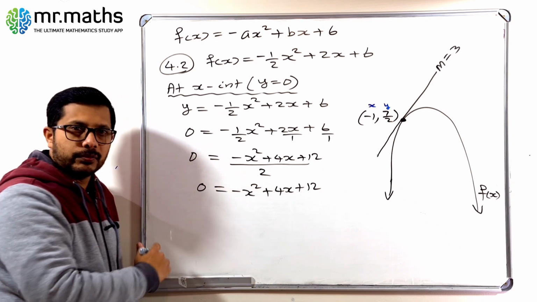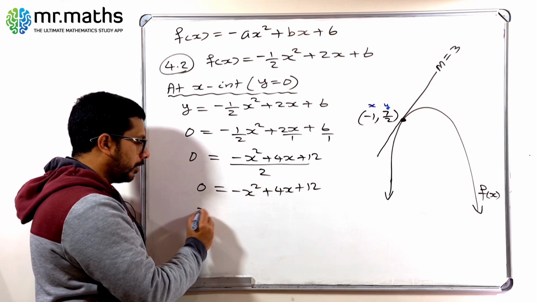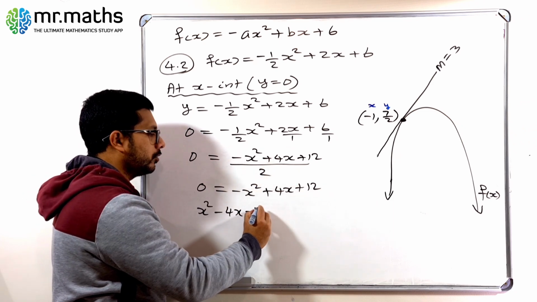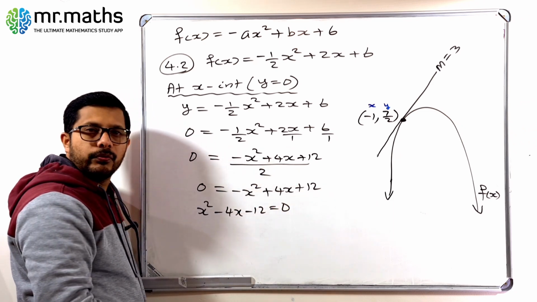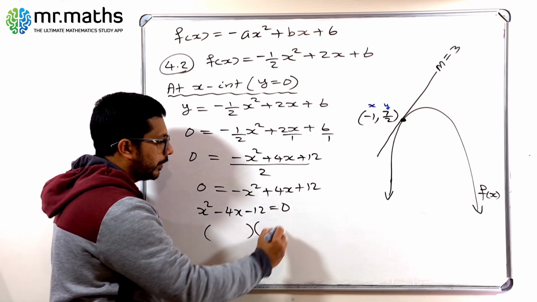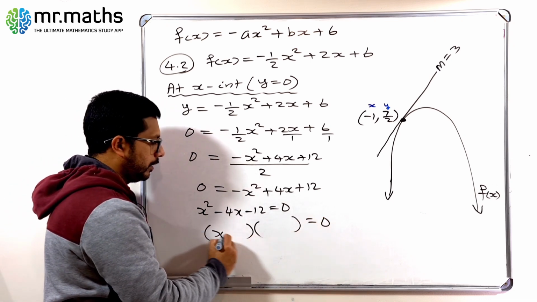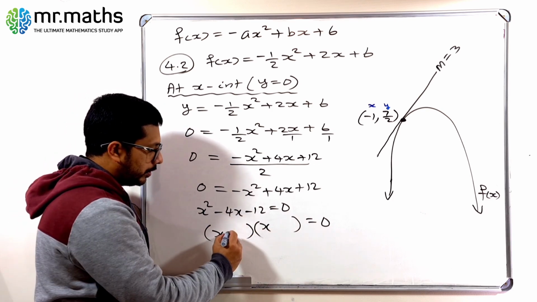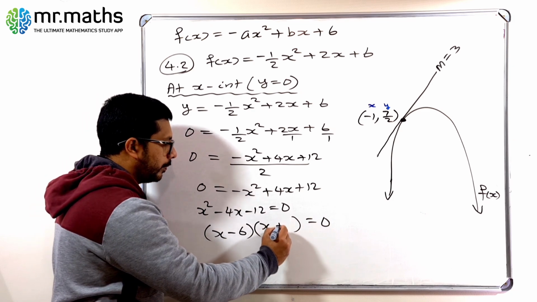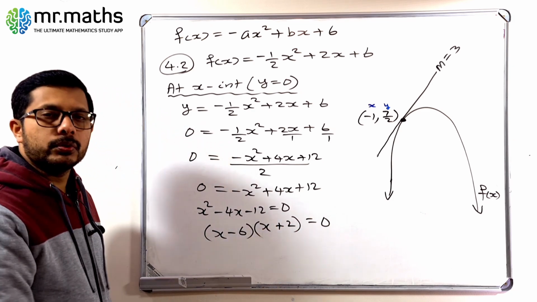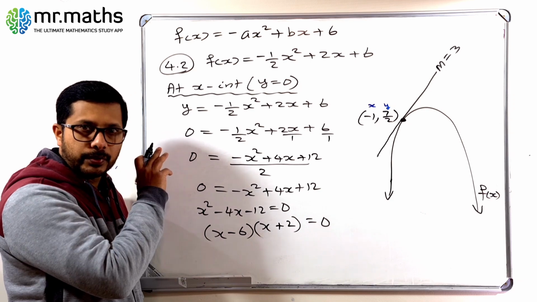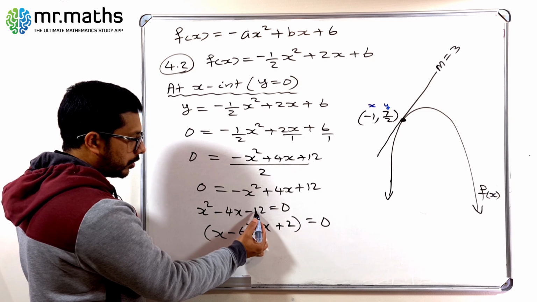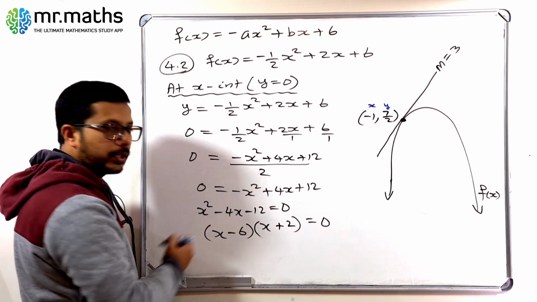Take everything to the left side. So what is going to happen? x square minus 4x minus 12 is equal to 0. Factorize this one. What are the factors, guys? The product is minus 12, the sum is minus 4. Is it not minus 6 and plus 2? You have to know this one, and those who don't know this factorization, you have to watch from the algebra section and study that one. Minus 6 into 2 is minus 12, minus 6 plus 2 is minus 4.